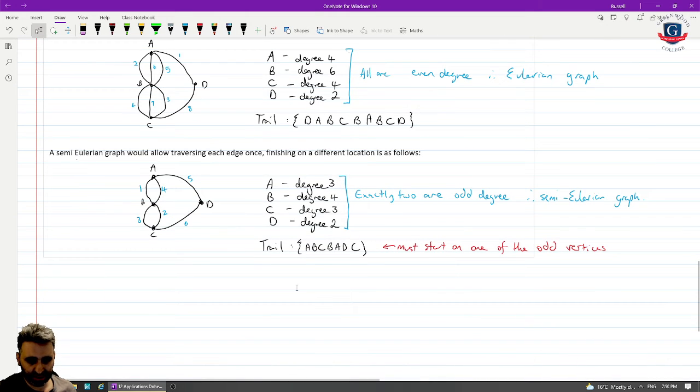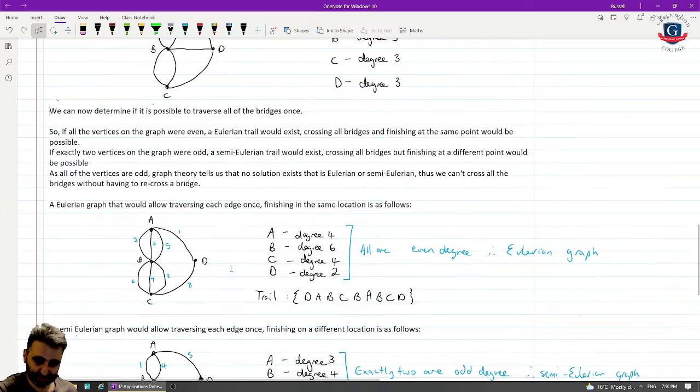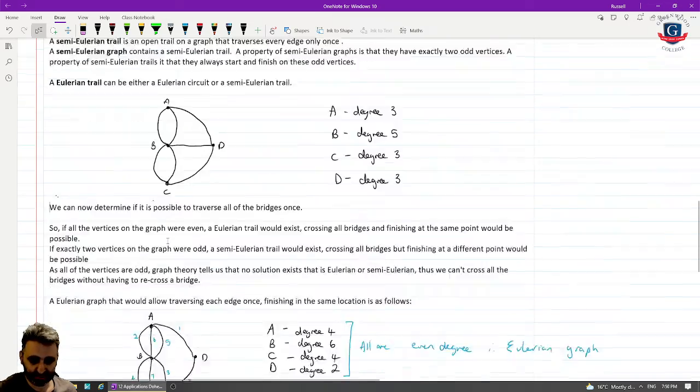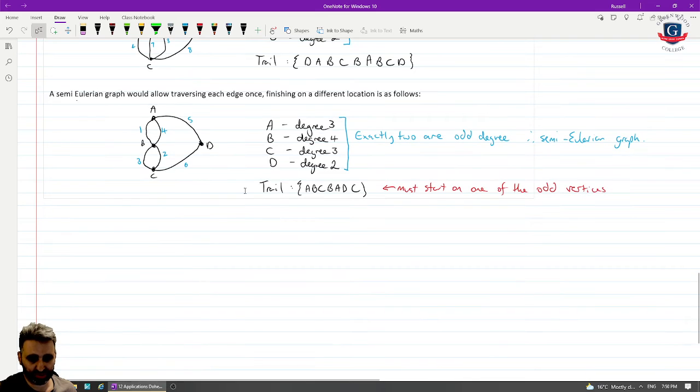Now, if we had a semi-Eulerian graph, let's see what this one is. We have a 3, a 4, a 3, and a 2. 2 of our vertices are odd, exactly 2 in fact. It can't be more, it can't be less. That indicates to us that we have a semi-Eulerian graph. Now we can make a semi-Eulerian trail, if we start on one of the odd vertices. If we start on D, it won't work. But as long as we start on A or C, it will.